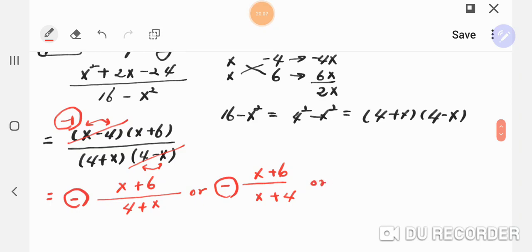Or you can multiply the whole numerator by negative, then negative x minus 6 over x plus 4. Or you can multiply the whole denominator by negative. But in this case, let's leave it up to here. So if you got one of these three, then you are correct.